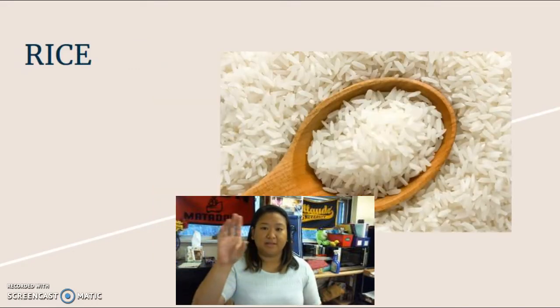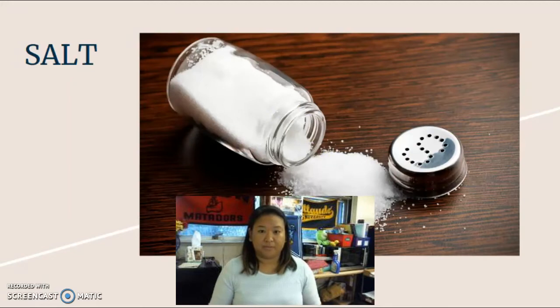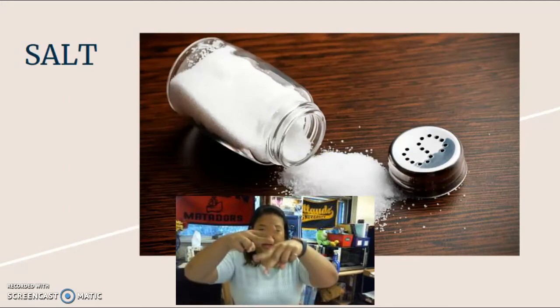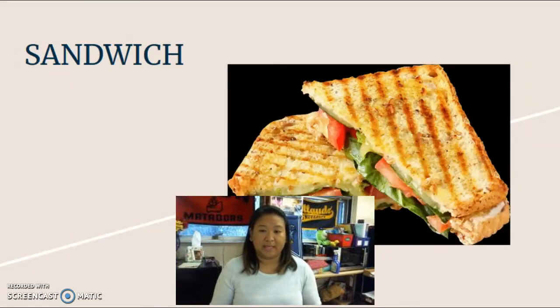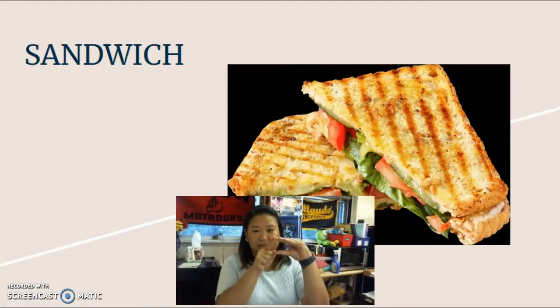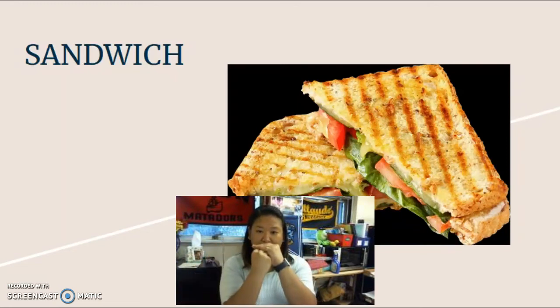Rice, fingerspelled, in an arc, rice. Salad with 2 claws, salad. Salt, 2 V's, salt. Sandwich. So your non-dominant hand is a bent, well, it's a modified O but open. Then your dominant hand is a modified O. Sandwich.